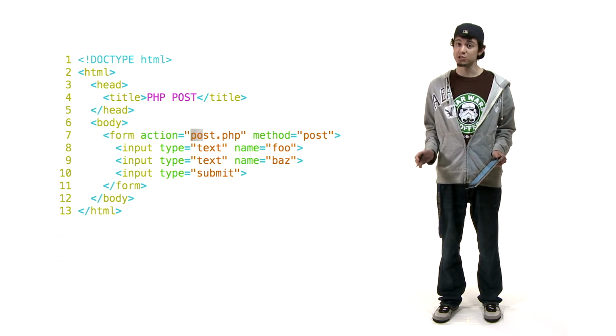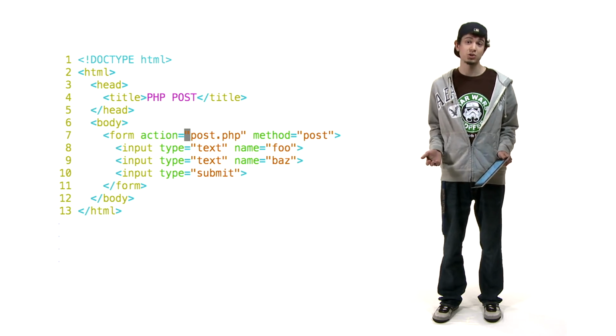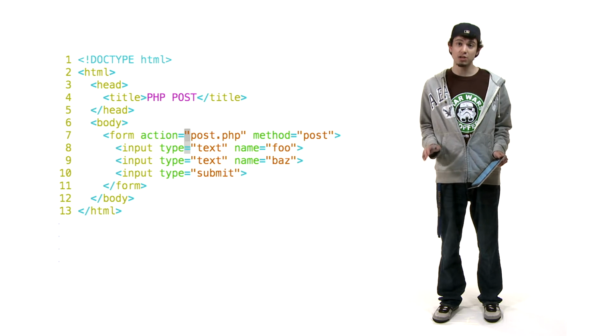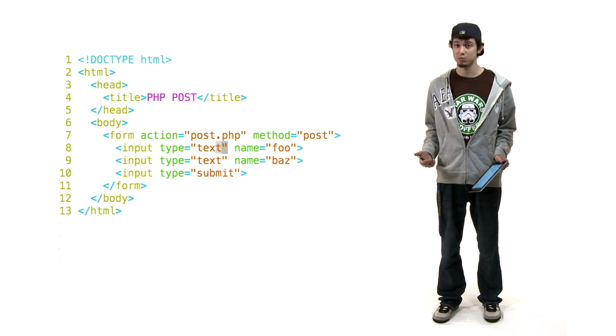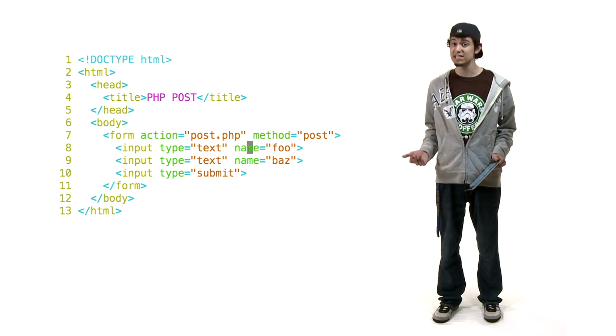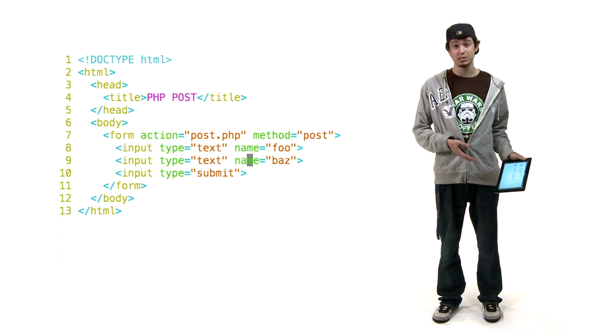The action attribute of the form tells the browser where to send the data. So here, our two input elements have name attributes. The value of the name attributes will serve as keys into our data, and the values of the text inputs will become the values of those keys.